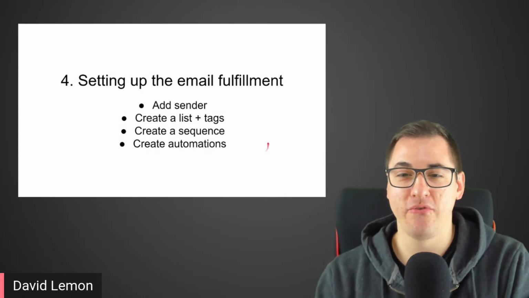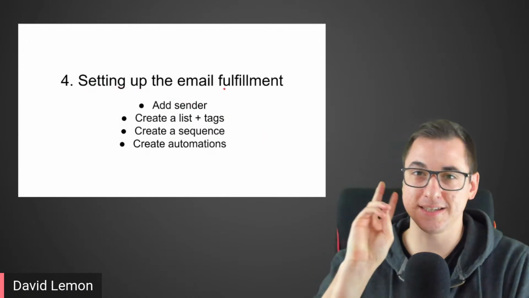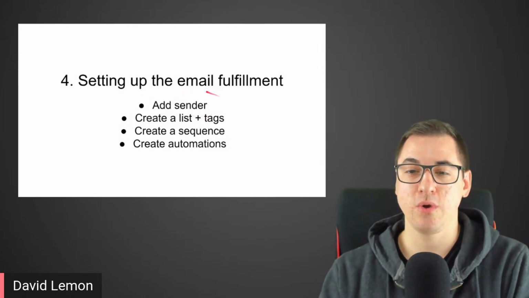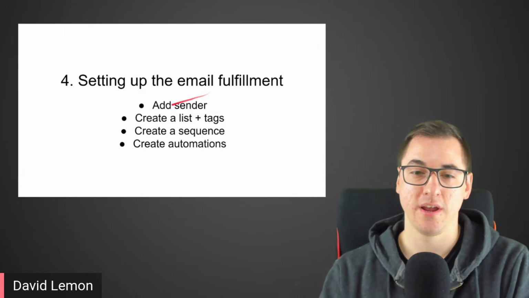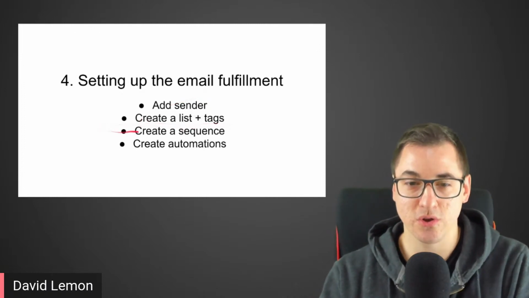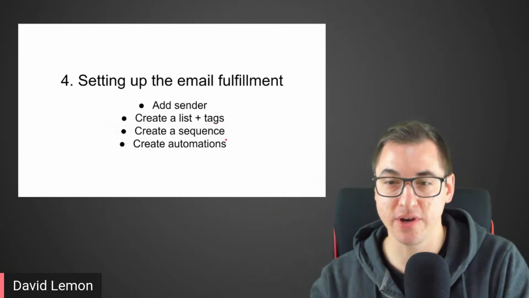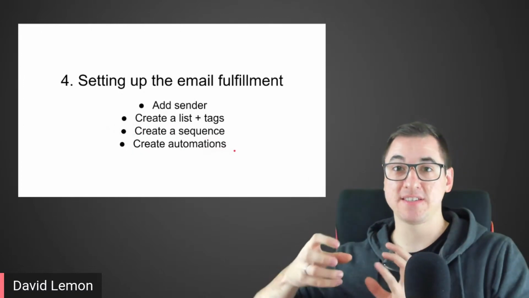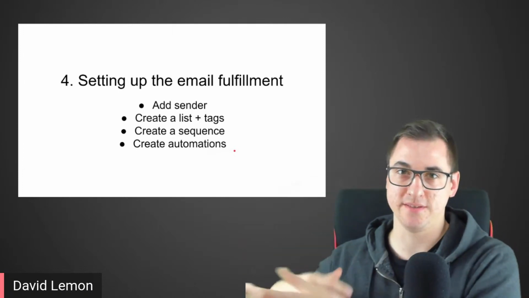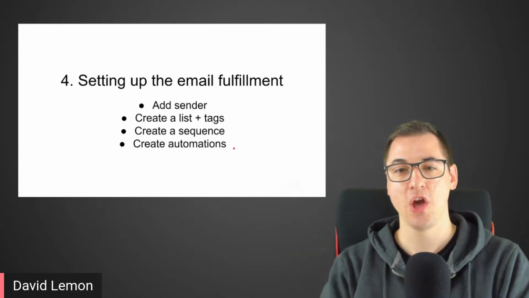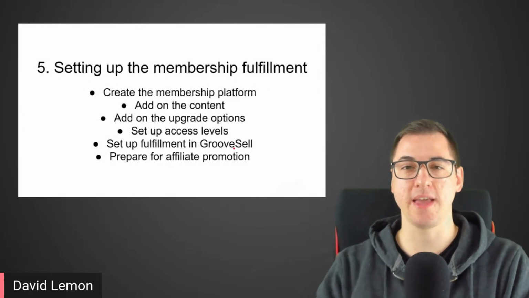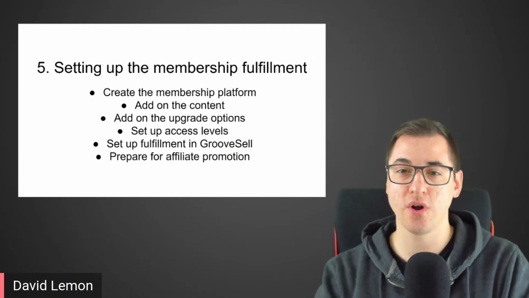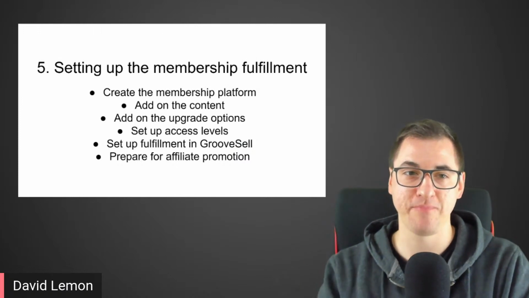Setting up the email fulfillment. This is the second way of fulfillment we can do, through an email. We will go through step by step and add a sender. We'll create a list and add tags. We'll also create a sequence that will actually be delivering the products. And we'll also create automations in order to say, if somebody purchased the product, send them this sequence. Okay, so this is quite simple. All of these things that I'm showing you here have their separate videos, but we'll go through and show you each one separately in this video as well.